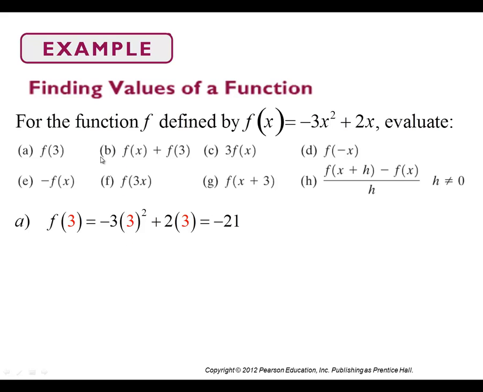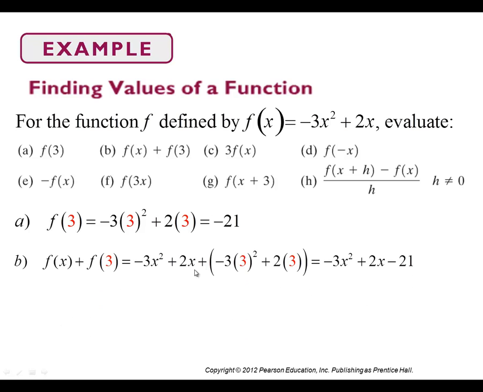Alright, let's now go ahead and try the b. f of x plus f of 3. Well, you already have f of 3 here. We know f of 3 is negative 21, so all we have to do is take the f of x, which is this, and apply minus 21 to it. So this would be negative 3x squared plus 2x minus 21.